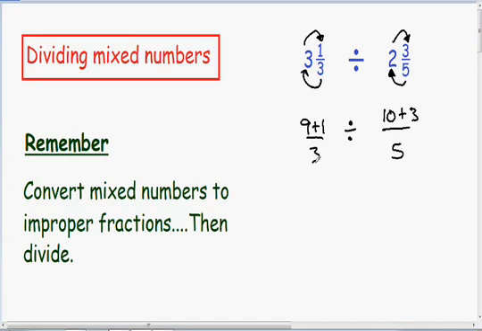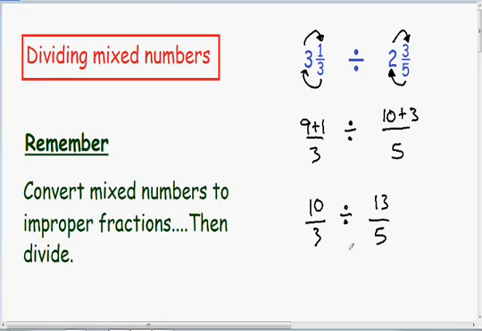So let's simplify these fractions as much as possible. In our first fraction, we have 9 plus 1 in our numerator. And we know that 9 plus 1 is equal to 10. And our denominator stays the same. And this is being divided with our second fraction, which has a 10 plus 3 in the numerator. And we know that 10 plus 3 is 13. And our denominator stays the same, which is 5.